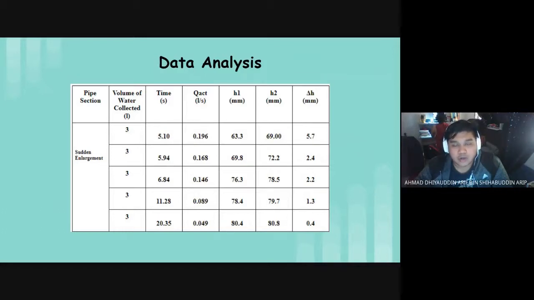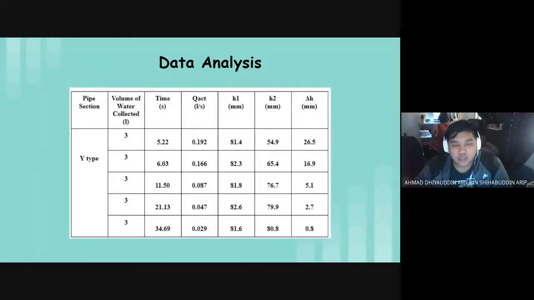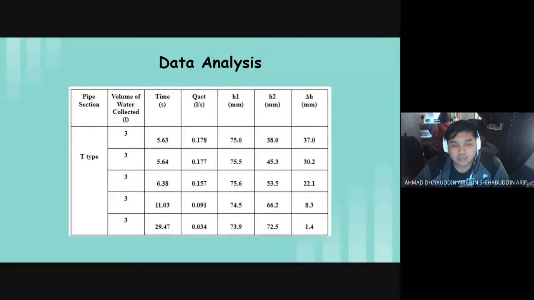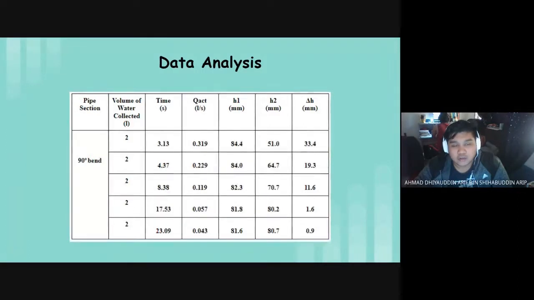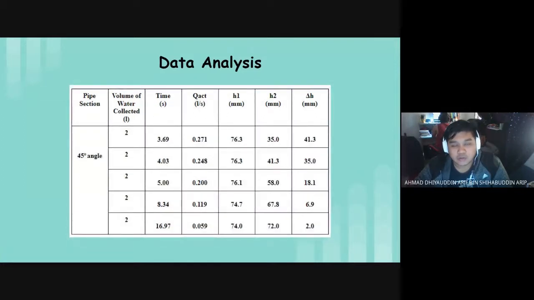This is our findings. This is for sudden enlargement. This is for sudden contraction. This is for Y-type pipe. This is for T-type pipe. This is for the 90 degree angle. This is for the 90 degree bend. And last but not least, this is for the 45-degree angle.